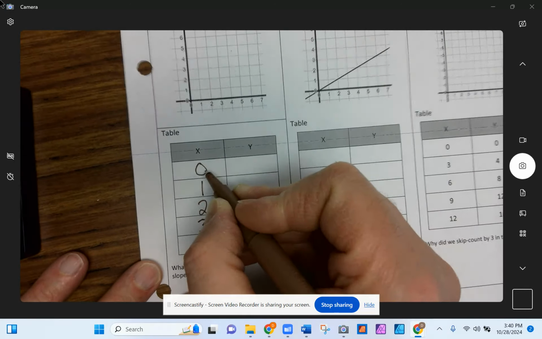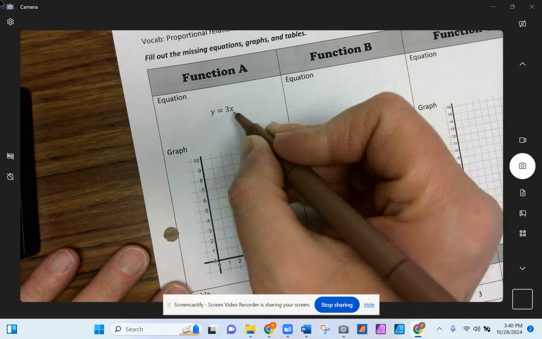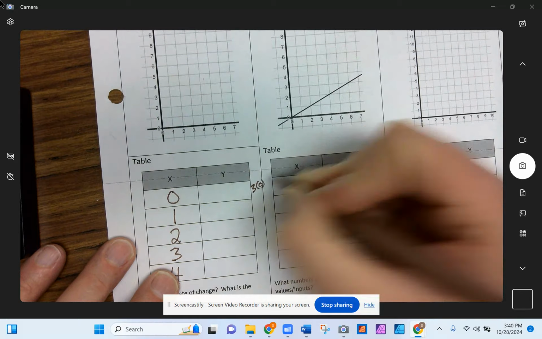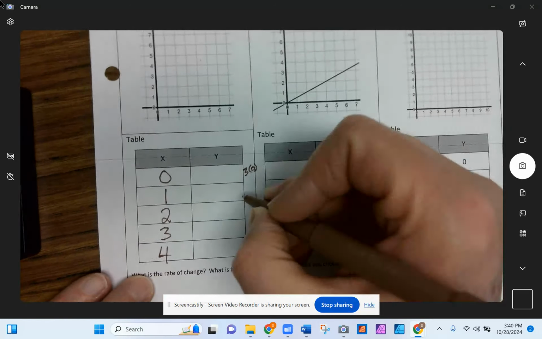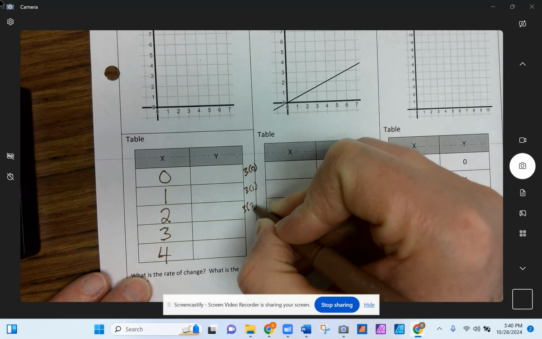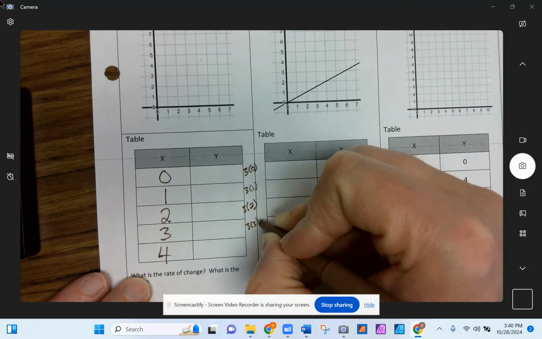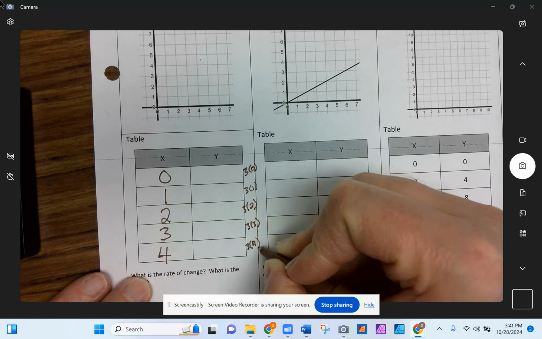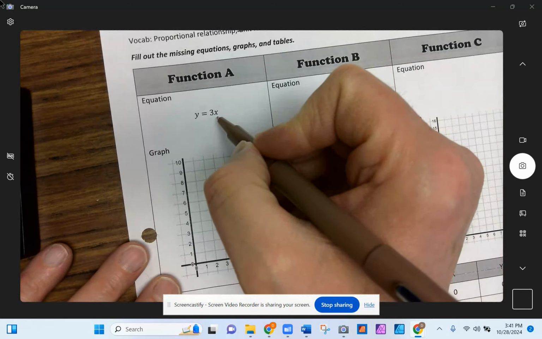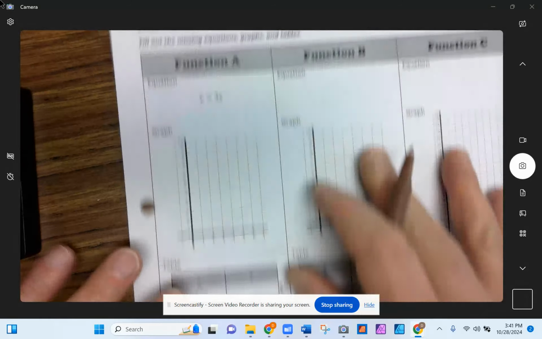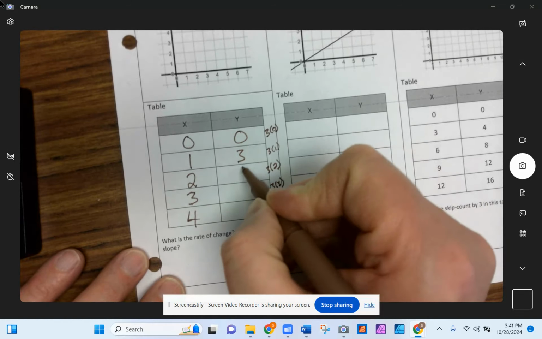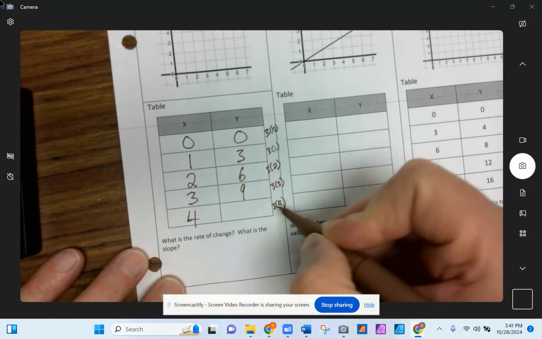And so what I'm going to do is take this x of 0, plug it in, so it becomes y equals 3 times 0. And then I'm going to do 3 times 1, 3 times 2, 3 times 3, and 3 times 4, right? I'm just taking the x value and plugging it in for that x in the equation. So 3 times 0 is 0, 3 times 1 is 3, 3 times 2 is 6, 3 times 3 is 9, 3 times 4 is 12.